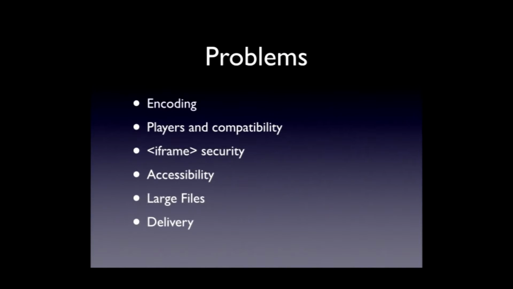Well, it's not just one problem. It's a lot of problems. With videos, you got to figure out encoding. I mean, first of all, where's your video coming from? Is it from your DV cam? Is it MP4? Is it WMV? Is it MOV? And how are you going to get that encoded into the right thing so that it works on the web for everybody?